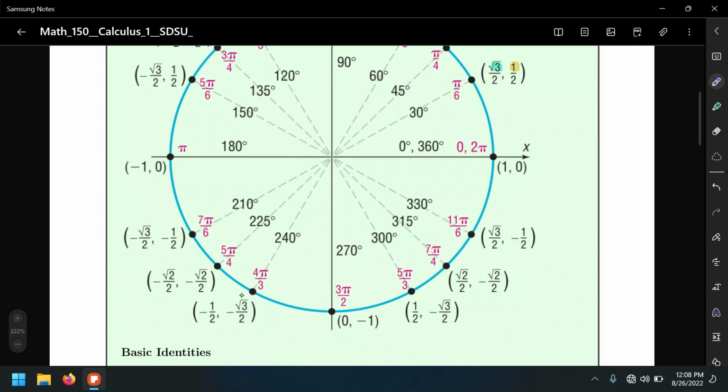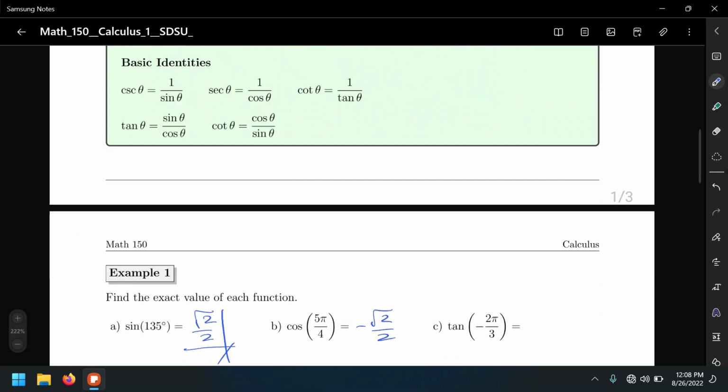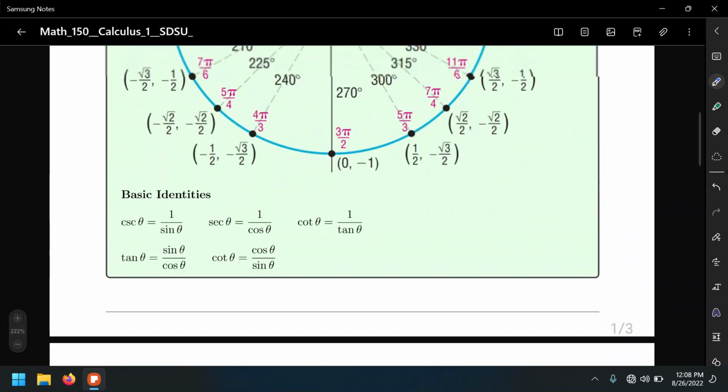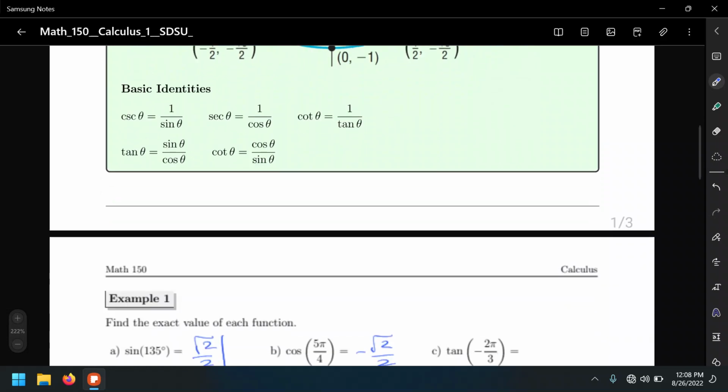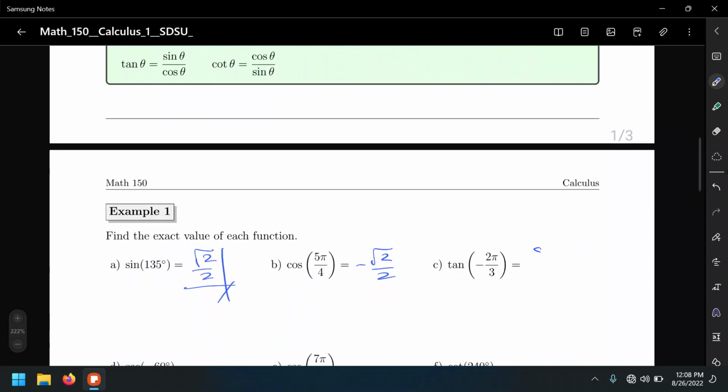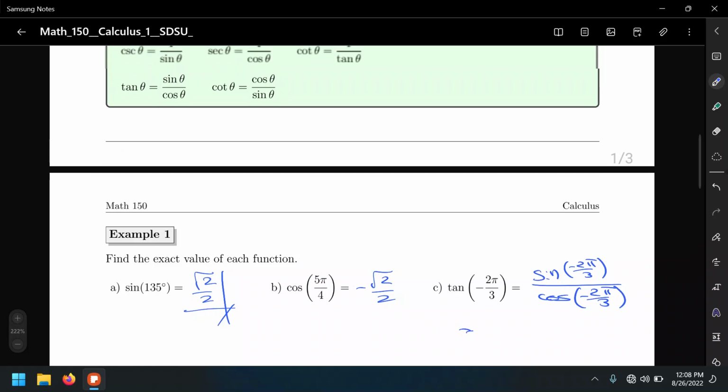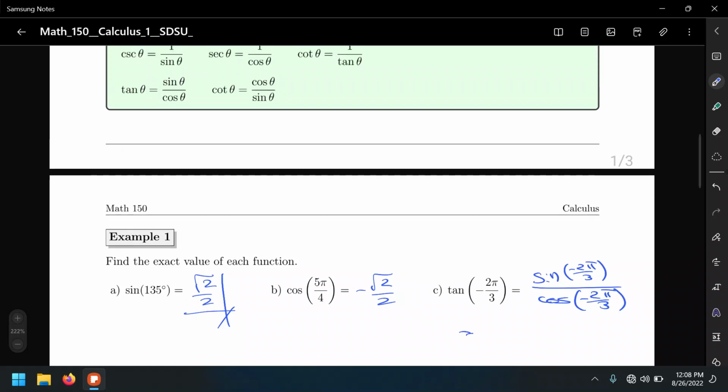Okay, so they're asking us for which function is it? Tangent. Oh, here is where we're going to need the trigonometric function. That is, let me rewrite this as a quotient between sine of negative 2 pi over 3 over cosine of negative 2 pi over 3. Alright, well, sine of negative 2 pi over 3 is the same as the 5 pi over 3.